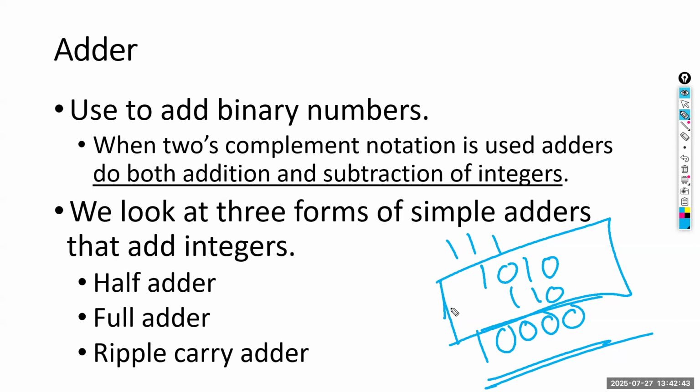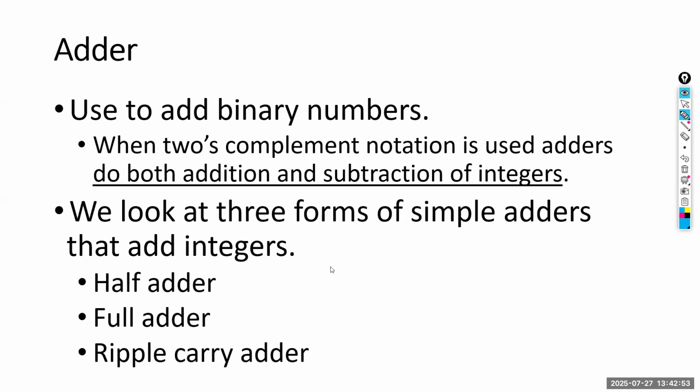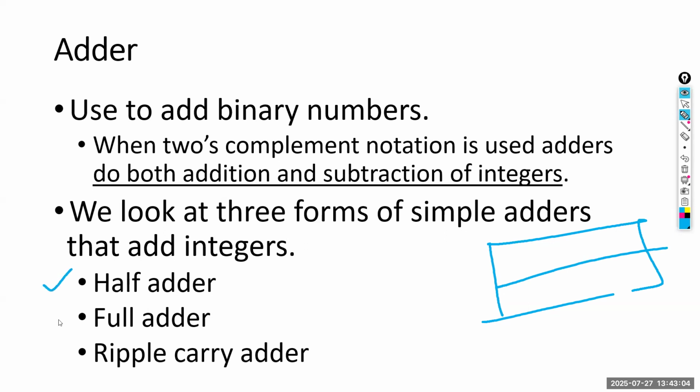Okay. So what is an adder? A digital component which is capable of adding binary numbers. Any question? Right. How do you implement it, what kind of a circuit is going to do that? We are going to look at three such circuits, or three such components, which are capable of adding binary numbers. Okay. Half adder, full adder, ripple carry adder.